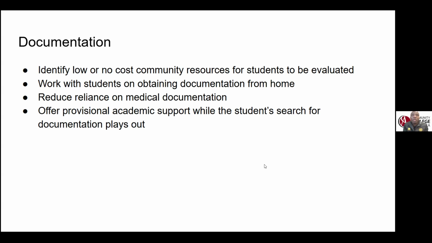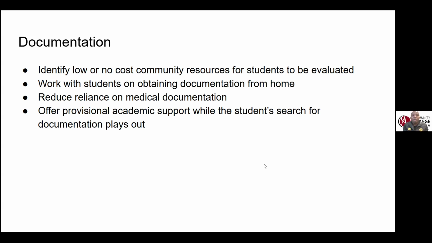And also, in my college, we do provide provisional academic support while students are still looking for their documentation. We call it provisional accommodation. It usually lasts within one semester or six months for students to find ways. And even if we think they are still struggling to get documentation, we have a referral list that we refer students to, where they can go to get documentation for the accommodation they are seeking.